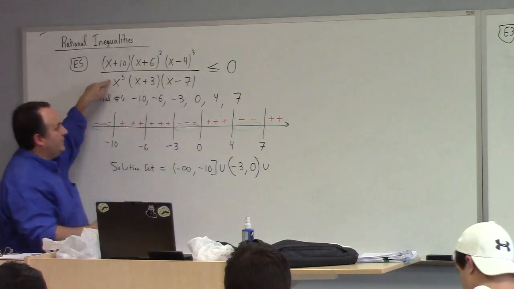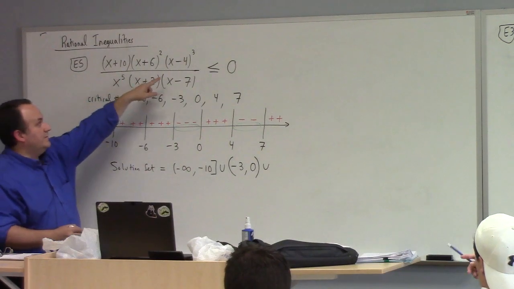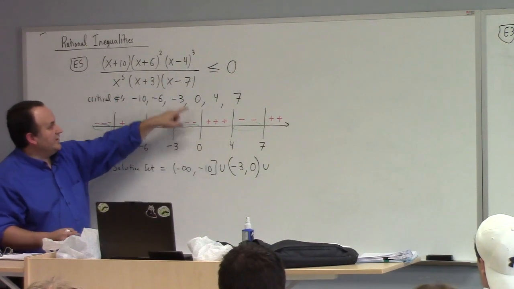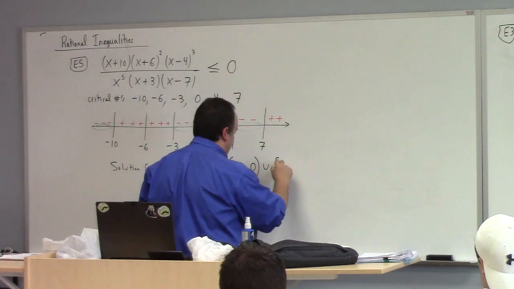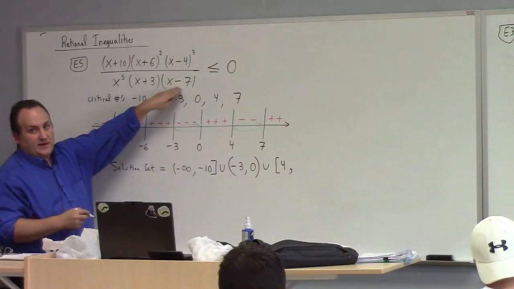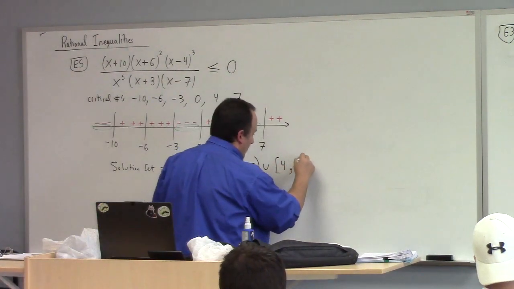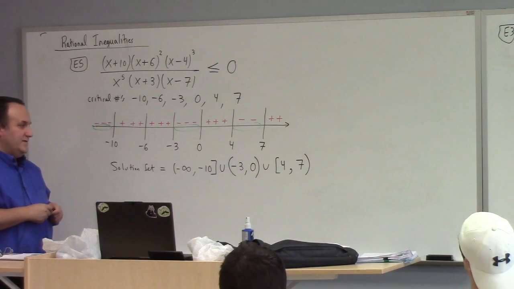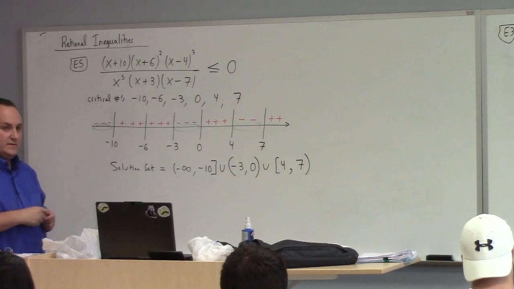What's next? 4. Do we include 4 or exclude 4? See, it's in the numerator. Oh, no, there's no division by 0 at 4 because it's up top, so it's 0. So we include the 4, so square bracket 4. And how about 7? See, 7 again is coming from a factor in the denominator. We'd have division by 0 at 7, so we exclude the 7. And there it is. That is a crazy answer. If you understand this example, you can pretty much do any of these, modulo the algebra.